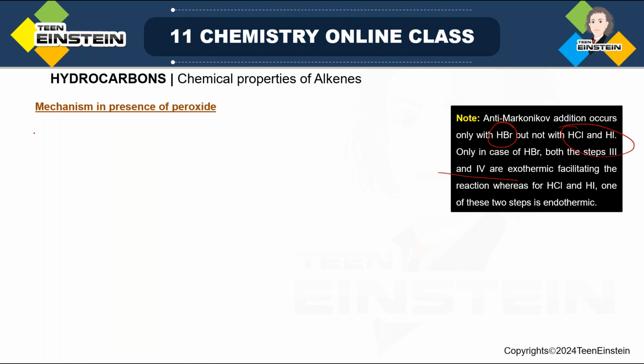So remember what is step 3? Step 3, what is happening? RCH=CH2. There is suppose X dot. This X dot, it may be Br dot, it may be Cl dot, it may be I dot. You are getting RCHCH2X. So you are getting a 2 degree radical. This radical is more stable. So that is why I have written only this one. The other radical I am not drawing.